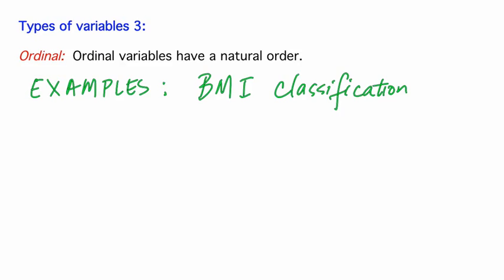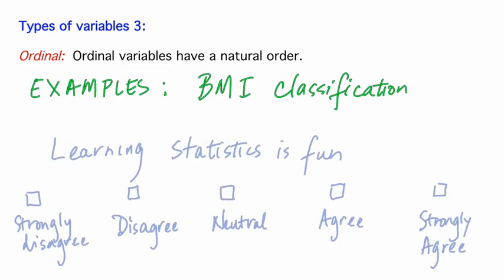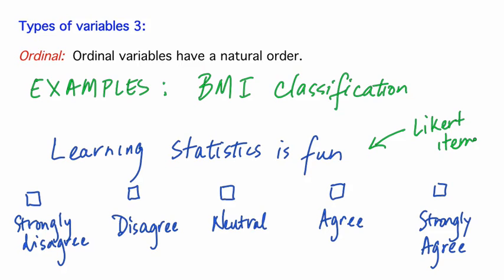Another example of an ordinal variable is the response to a Likert item on a questionnaire, where the respondent gets to choose from strongly disagree, disagree, and so on up to strongly agree.